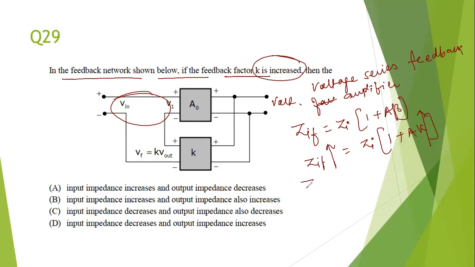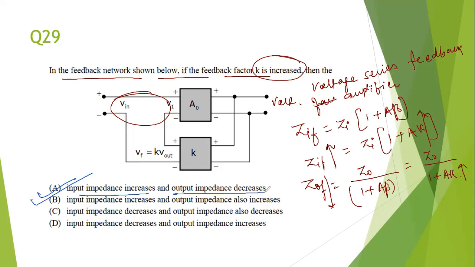Now, what about output impedance? The output impedance is Zo divided by 1 plus A beta, so here it is Zo divided by 1 plus AK. So if you increase the value of K, then output impedance will decrease. So which option is correct? Option A is your right option. Input impedance increases and output impedance decreases.